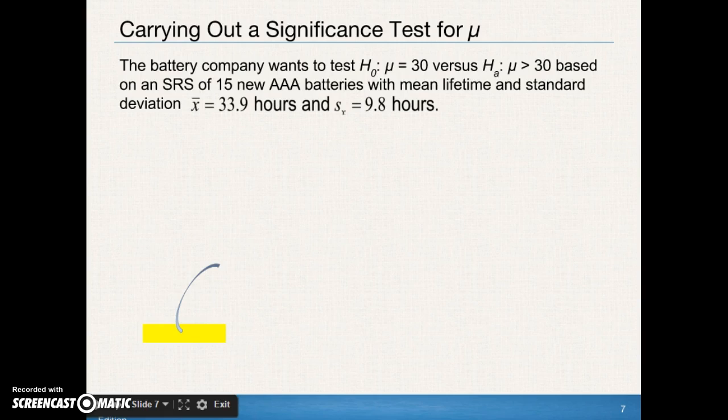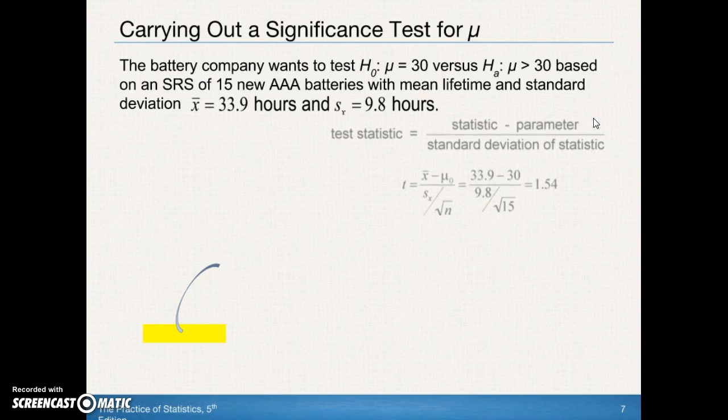Okay, so let's actually do the test for our battery example. Again, the battery company wanted to have our null be the batteries last 30 hours versus they're greater than 30 hours. And we're basing this test on our 15 new AAA batteries. They had, again, a mean lifetime of 33.9 and a standard deviation of 9.8. Sometimes they'll give you that data. Sometimes, like we saw last chapter, you'll have to calculate it using a table.